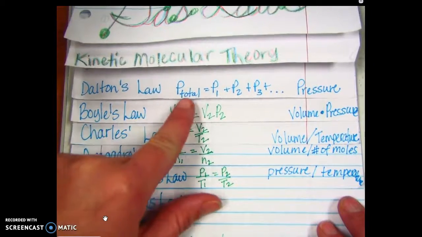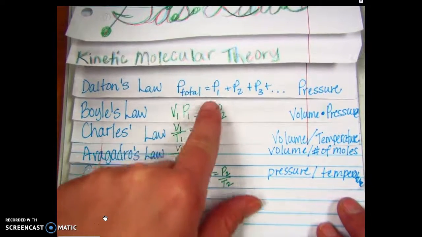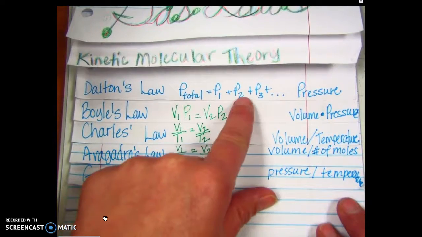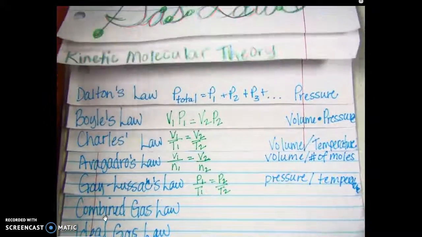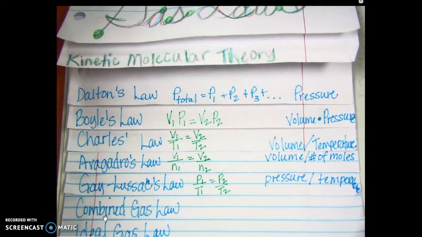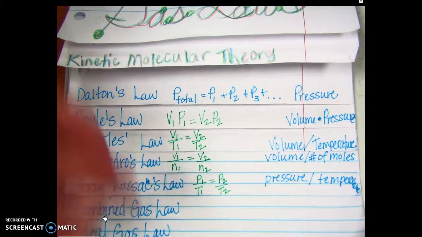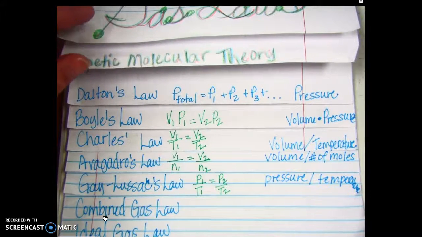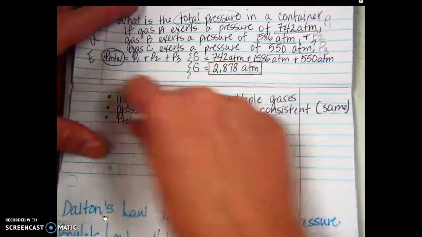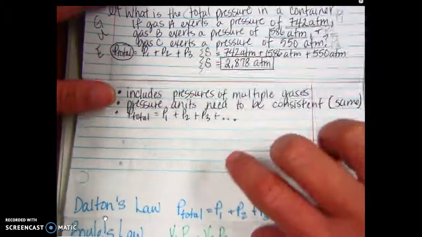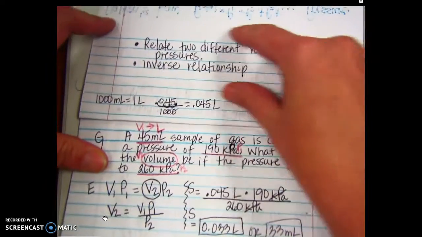Dalton's law, our formula, is the total pressure equals the sum of the parts, P1 plus P2 plus P3. Okay, I did have a little goof on this one. I want the definitions at the top, and I want the questions at the right here. So this one's backwards. So take this information and put it up here. You can see I did that for Boyle's law up here.